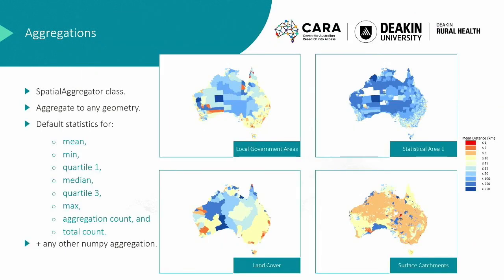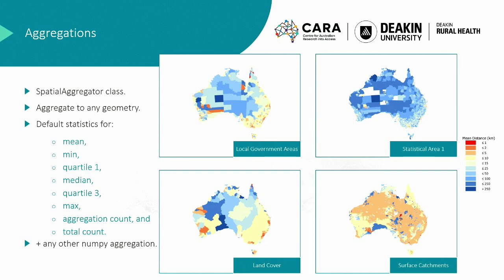And then finally, I just want to talk on the fact that we can aggregate all of our different dwellings to any aggregation level that we want. As I discussed at the start, we talked about how things are given out at the aggregated level. The fact that we can do this at the dwelling level means that we can have control over those aggregations. So they can be anything from statistical units, like local government areas or statistical area ones, to any sort of geometry like land cover or surface catchments, among many, many others.